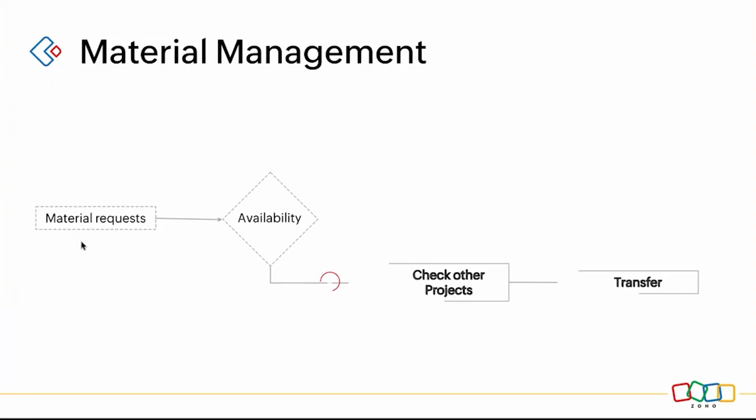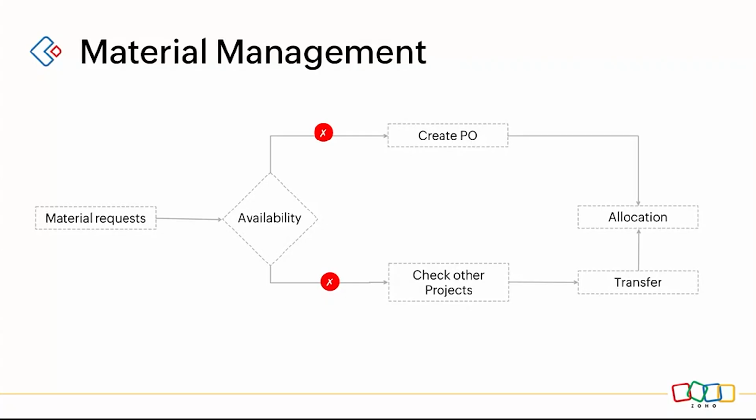If it is not available in stock, he'll check whether the particular material is available in other projects. If it is available in other projects, he will just transfer it to the new request, and we will update that in the inventory. Let's say it is not available in the other projects as well. Obviously, you will create a purchase order and notify the vendors, perform the procurement, and allocate it to the particular project that we have taken. And let's say it is available in the stock, automatically you will allocate it to the particular request that has been raised. So these are the three ways in which I'll be creating the material request.